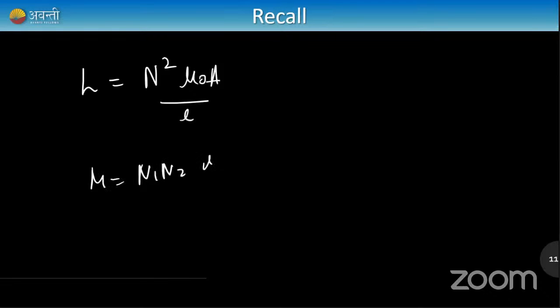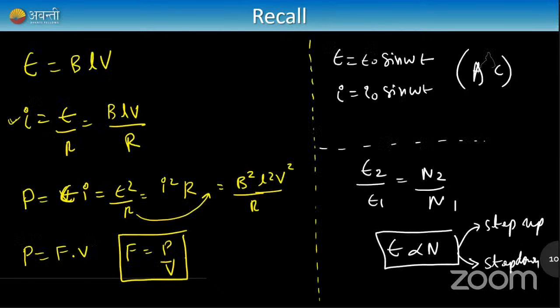So the last formulas which you need to remember is self-induction. Self-induction L is equal to N square mu naught A by L, and mutual inductance M is equal to N1 N2 mu naught A by L. So this is self-induction and this is mutual inductance. Okay, I hope I covered all the topics just in 3 slides here.